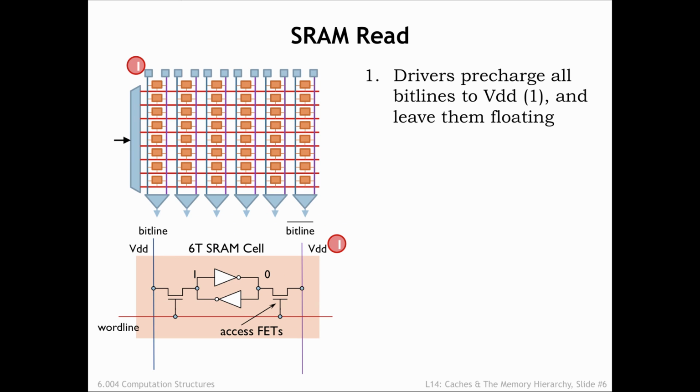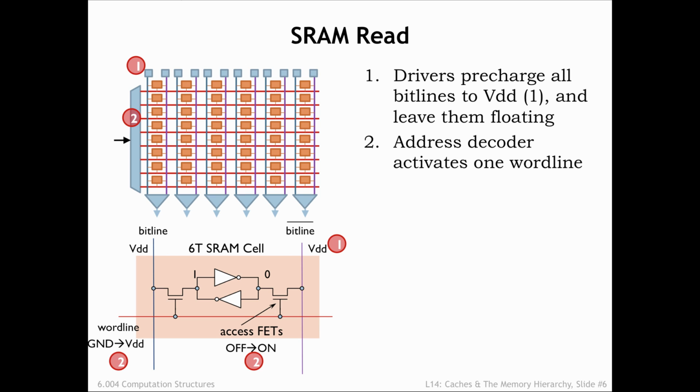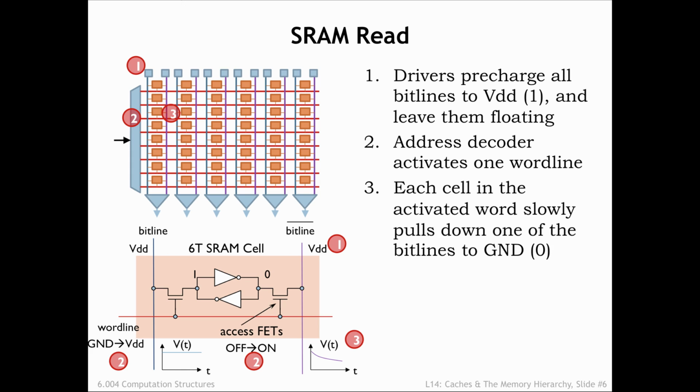During a read operation, the drivers first recharge all the bit lines to VDD, in other words, a logical 1 value, and then disconnect, leaving the bit lines floating at 1. Then the address decoder sets one of the word lines high, connecting a row of bit cells to their bit lines. Each cell in the selected row then pulls one of its 2 bit lines to ground. In this example, it's the right bit line that's pulled low.